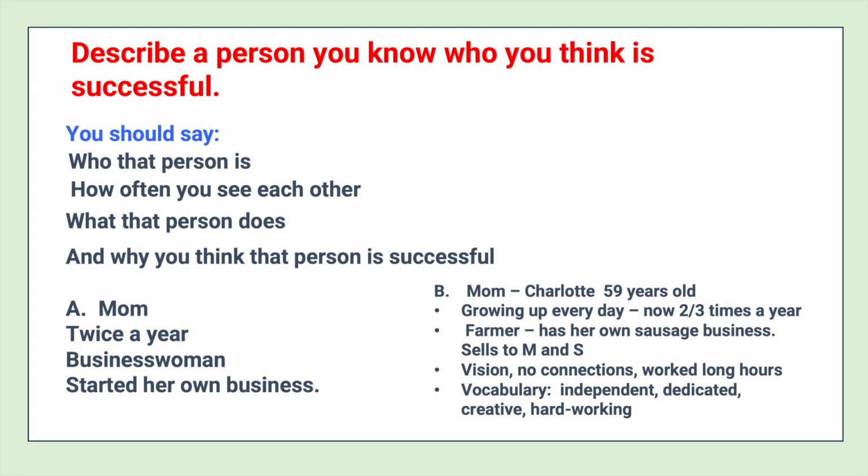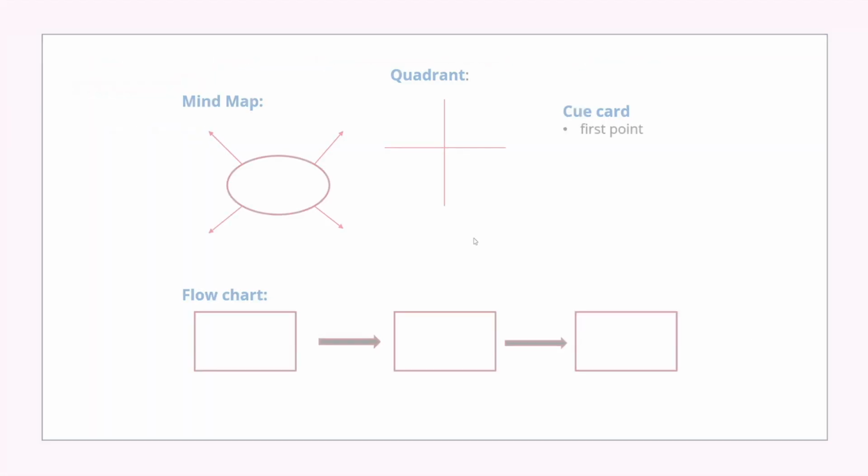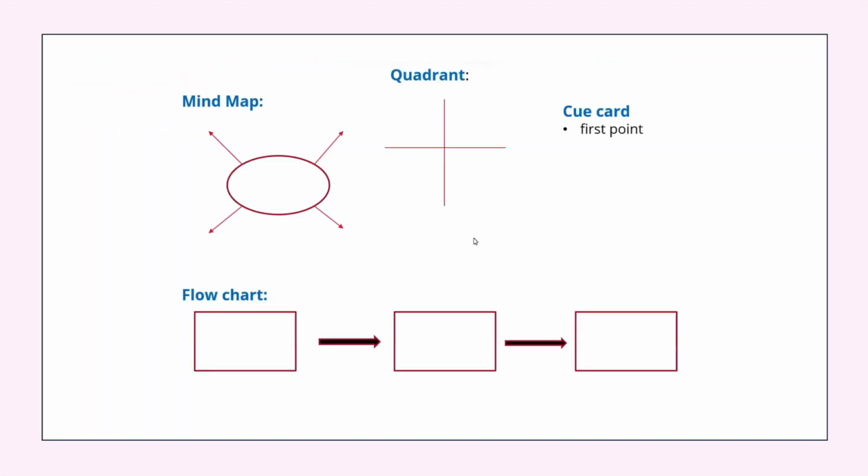Here we have a vocab section, so independent, dedicated, creative and hardworking. These are all words I know I want to use. So which set of notes is better? Well, obviously B. Was it difficult to do? No, we just forced ourselves to come up with 2 ideas per question. In the previous example, we used bullet points, but there is a whole variety of ways you can take notes. You can use mind maps, use a quadrant, a flowchart, whatever works best for you.